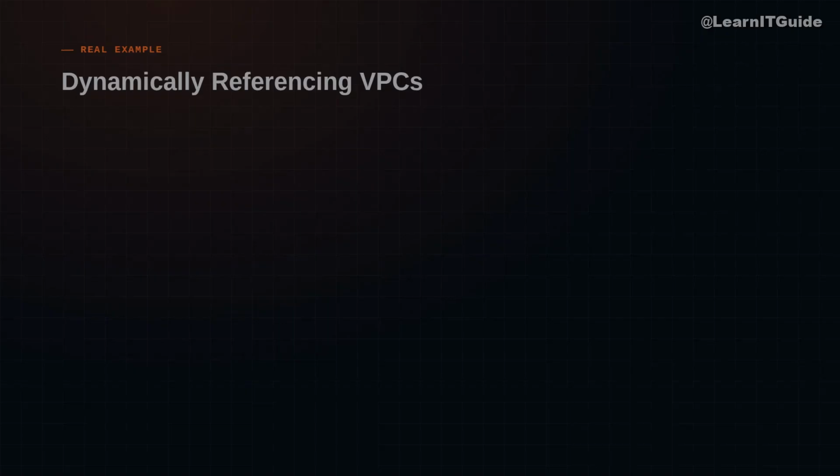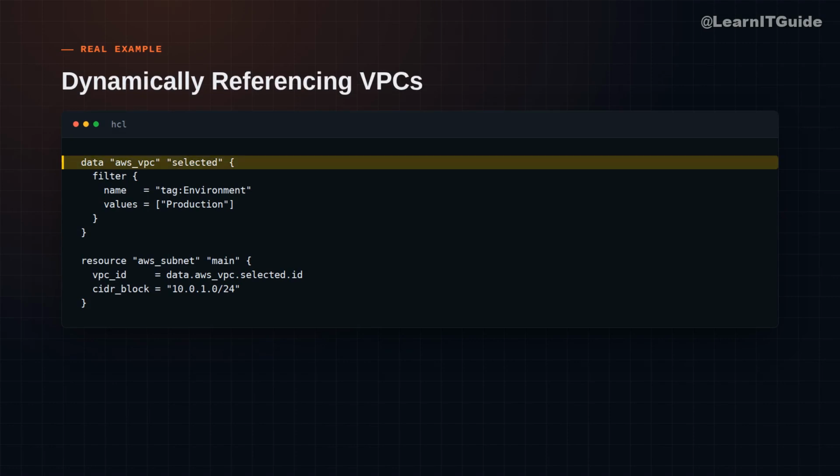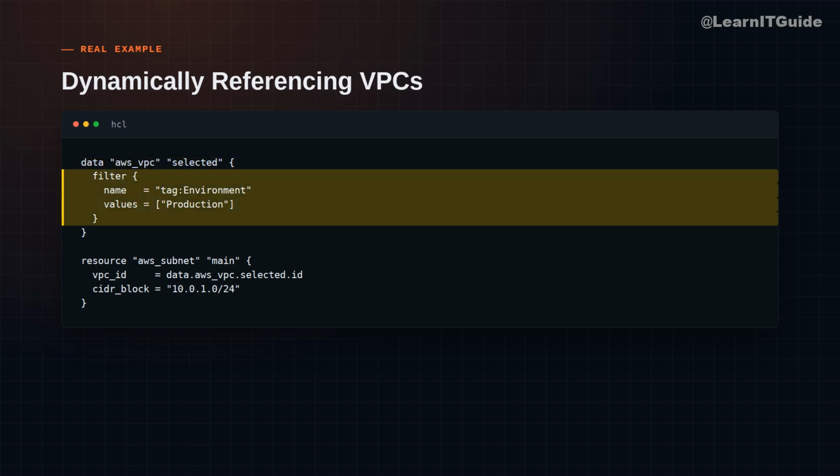Perfect. In a production scenario, you rarely know your VPC ID in advance. Here, we use a data source to look up a VPC tagged as production. Line 1 defines the AWS VPC data source. We filter by the environment tag.